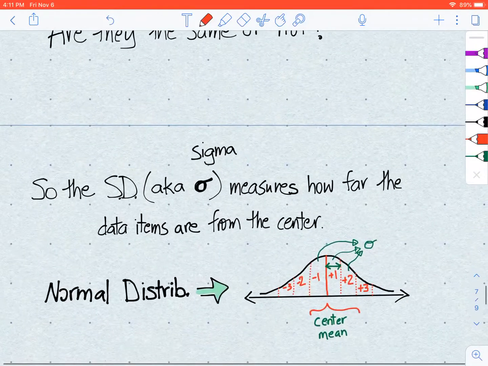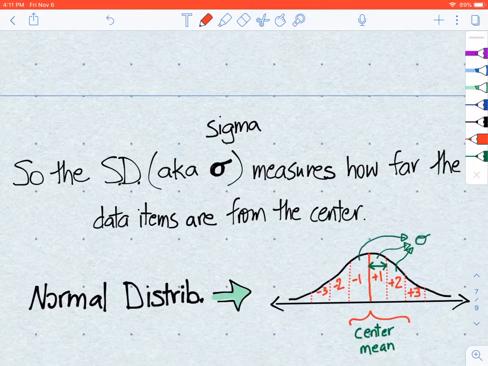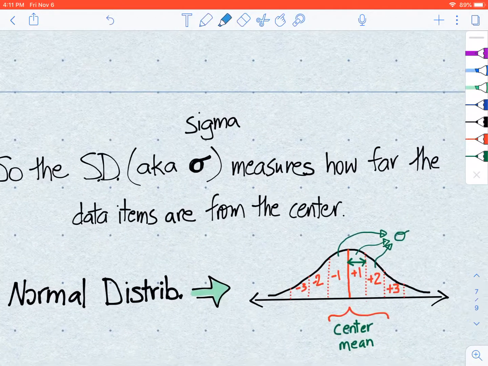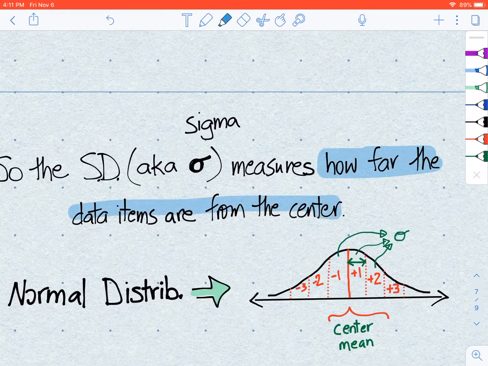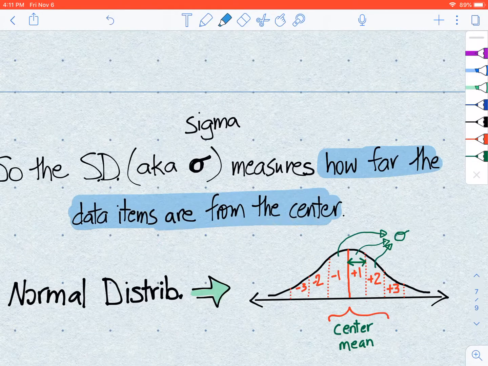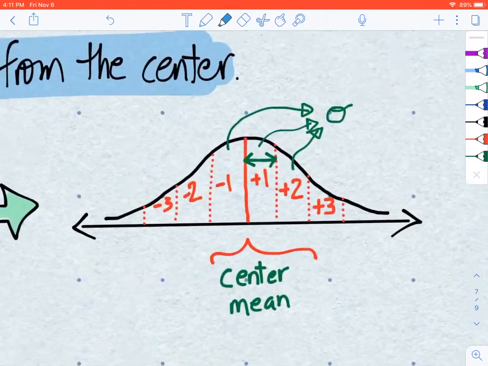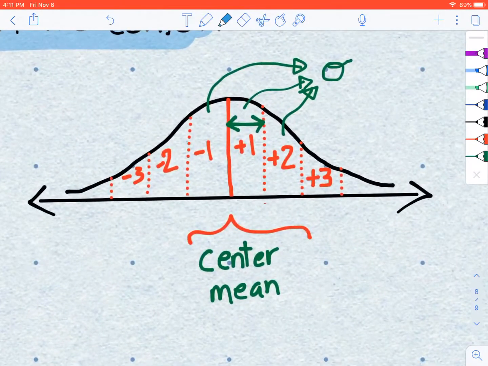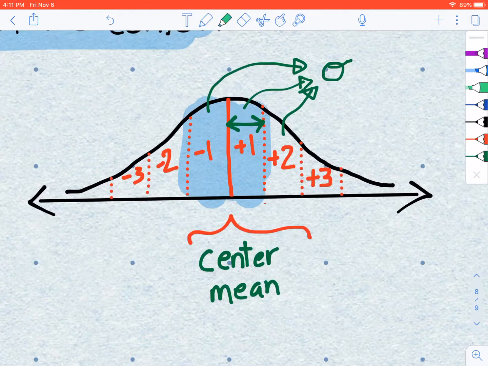All right, here is what you should have written down about the standard deviation. It measures how far data items are from the center. And let me take you to a picture of the normal distribution. This is called the bell curve, but most people think of it as just a normal looking distribution curve with most of the items centered around the middle. And remember, we talked about those 2 tails. So there's a tail here and a tail here.